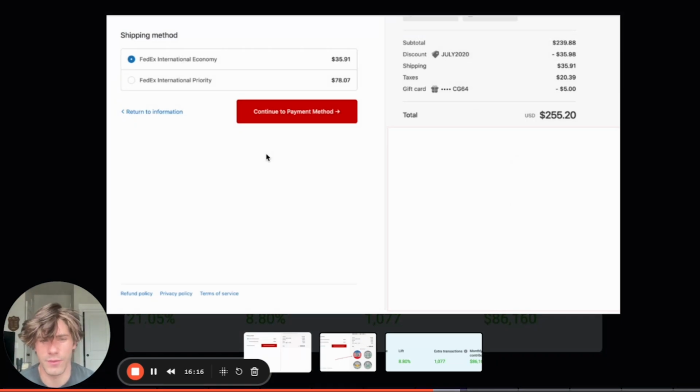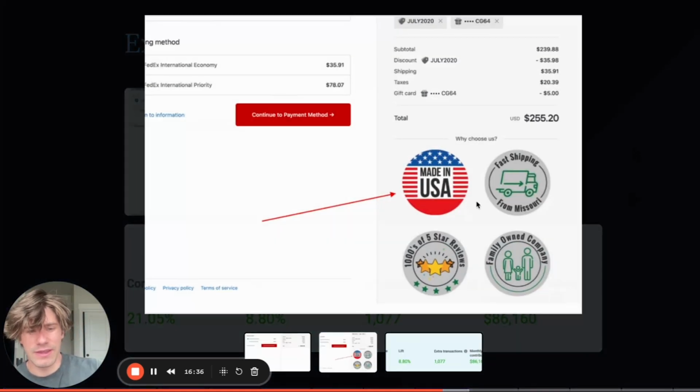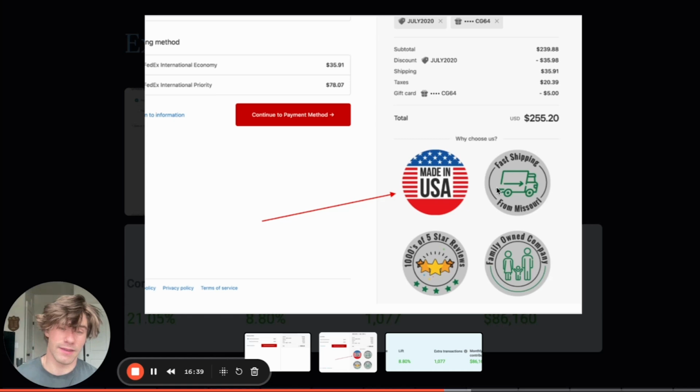So for this client, we're seeing a pretty big drop off on checkout. Now, there wasn't really anything that we could do. Obviously, the shipping was pretty ridiculous, and that's just how it was for this client. So we knew why there was a huge drop off, but we still wanted to try to decrease it as much as possible. So that's the original. Basically, what we did is just added some EVP icons, right? Really focused on the made in USA, that kind of premium feel. Added some trust icons with family owned and fast shipping from Missouri, and then thousands of 5-star reviews.